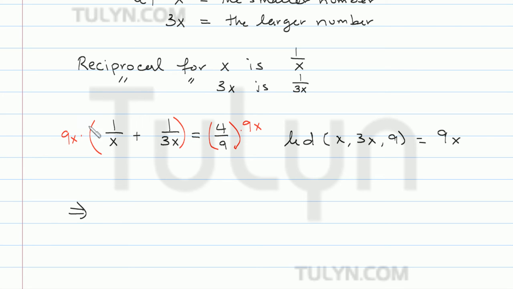So what we get on the left side is, by distributing this 9x, for the first term it's going to be 9x over x, which is just going to give us 9. And for the second, it's going to be 9x over 3x. The x's are going to cancel out, and then 9/3 just gives us 3. And then on the right side of the equation, there's a 9 in the numerator and the denominator that cancel out, and what we're left with is just 4x.